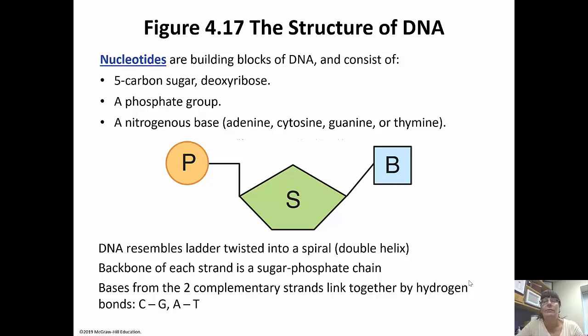The bases form 2 complementary strands, and they're linked together by hydrogen bonds. Remember, hydrogen bonds are those weak bonds between molecules, but they're strong enough to hold the DNA together and weak enough to let us open it up to get to a gene that we might need. The base pairing is C to G and A to T, so adenine binds with thymine and cytosine binds with guanine.